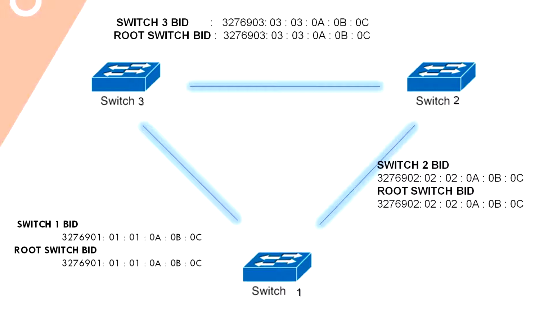So now switch 3 decided itself as the root switch. But when it received this information from switch 1, it sees that the BID of switch 1 is lower than itself, and also switch 2 is not lower than switch 1. So it decides that switch 1 is the root switch, and switch 2 also will do the same. Now the root switch is elected, which is switch 1. This is how the root switch is elected.